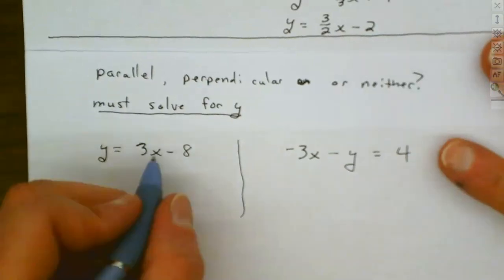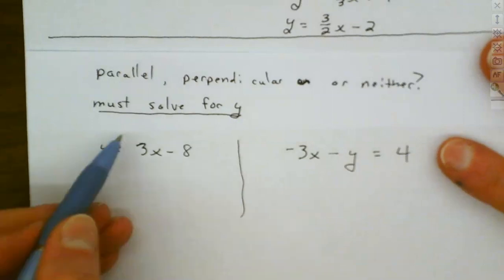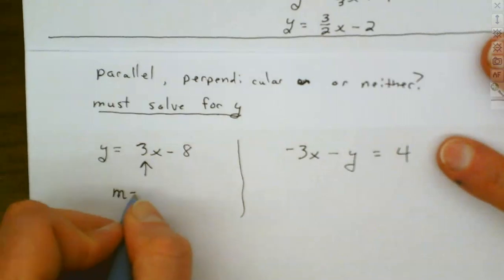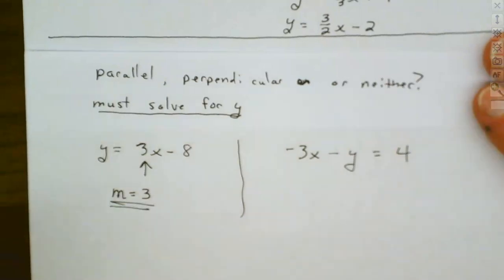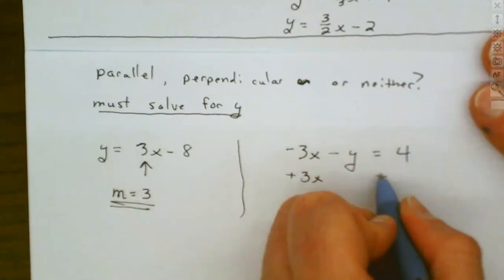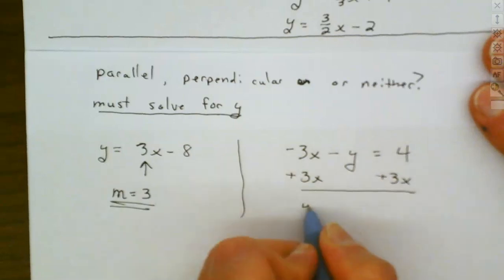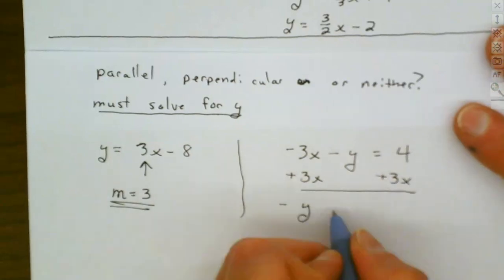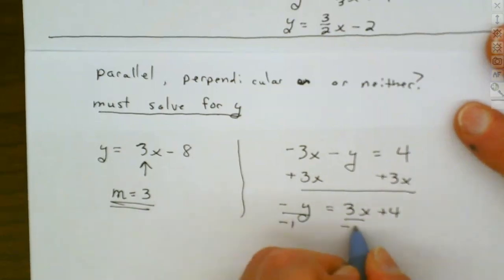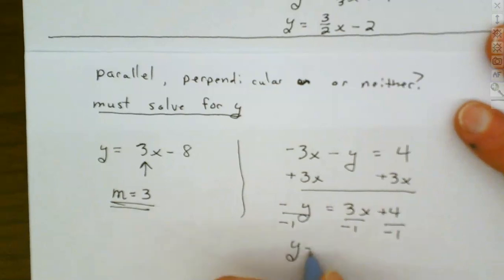What would the slope of this line on the left be? This one has already been solved for y, hasn't it? So it's easy. Its slope is just simply m equals 3. Easy enough. Now, what about the other one? Well, the other one, we're going to have to move that 3x over. And that leaves you then with minus y equals 3x plus 4. Divide by our negative 1. And now we've got y equals minus 3x minus 4. And this one has a slope of negative 3.